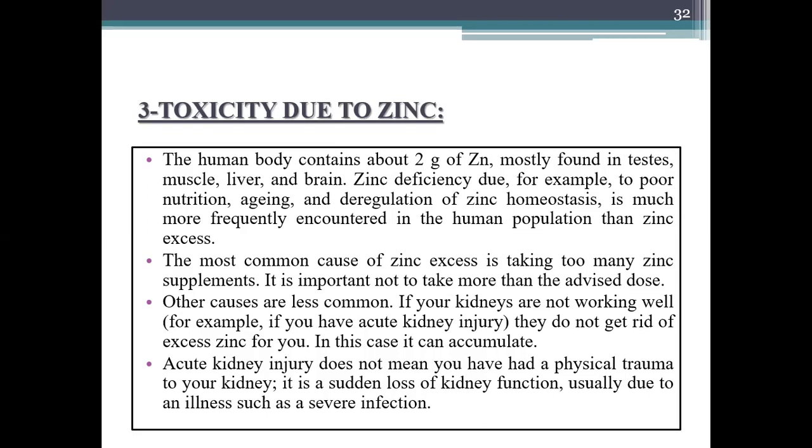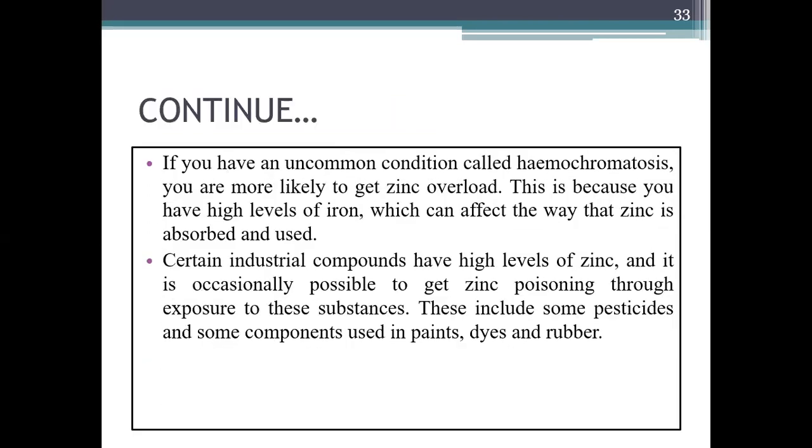Acute kidney injury does not mean you have had a physical trauma to your kidney. It is a sudden loss of kidney function, usually due to an illness such as severe infection. If you have an uncommon condition called hemochromatosis, you are more likely to get zinc overload. Certain industrial compounds have high levels of zinc, and it is occasionally possible to get zinc poisoning through exposure to these substances. These include some pesticides and some components used in paints, dyes, and rubber.